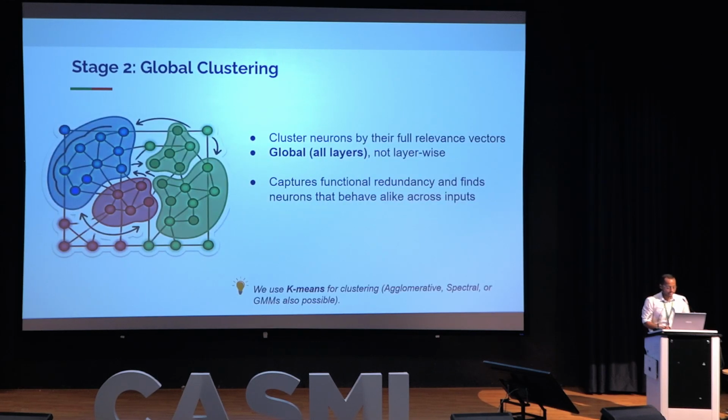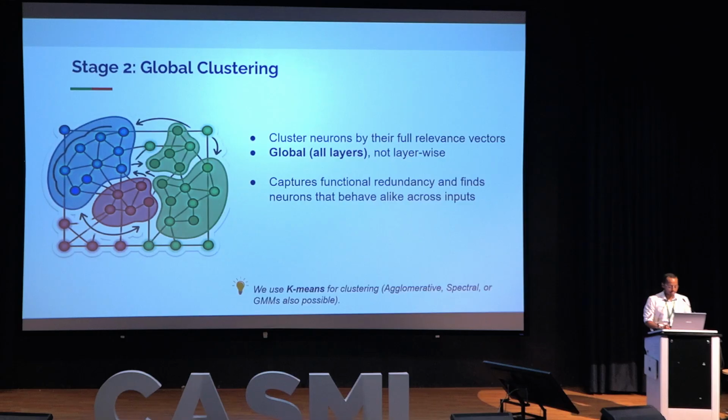The next method is basically the global clustering method. Here the goal is to find the groups of neurons that behave in similar ways. Every neuron, from stage 1, got a long relevance vector, basically a description of how much it contributed across many different inputs. If two neurons have similar vectors, it means they react to the same kinds of patterns in the data, even if they live in different layers, have different weights, values, or look unrelated in the parameter space.